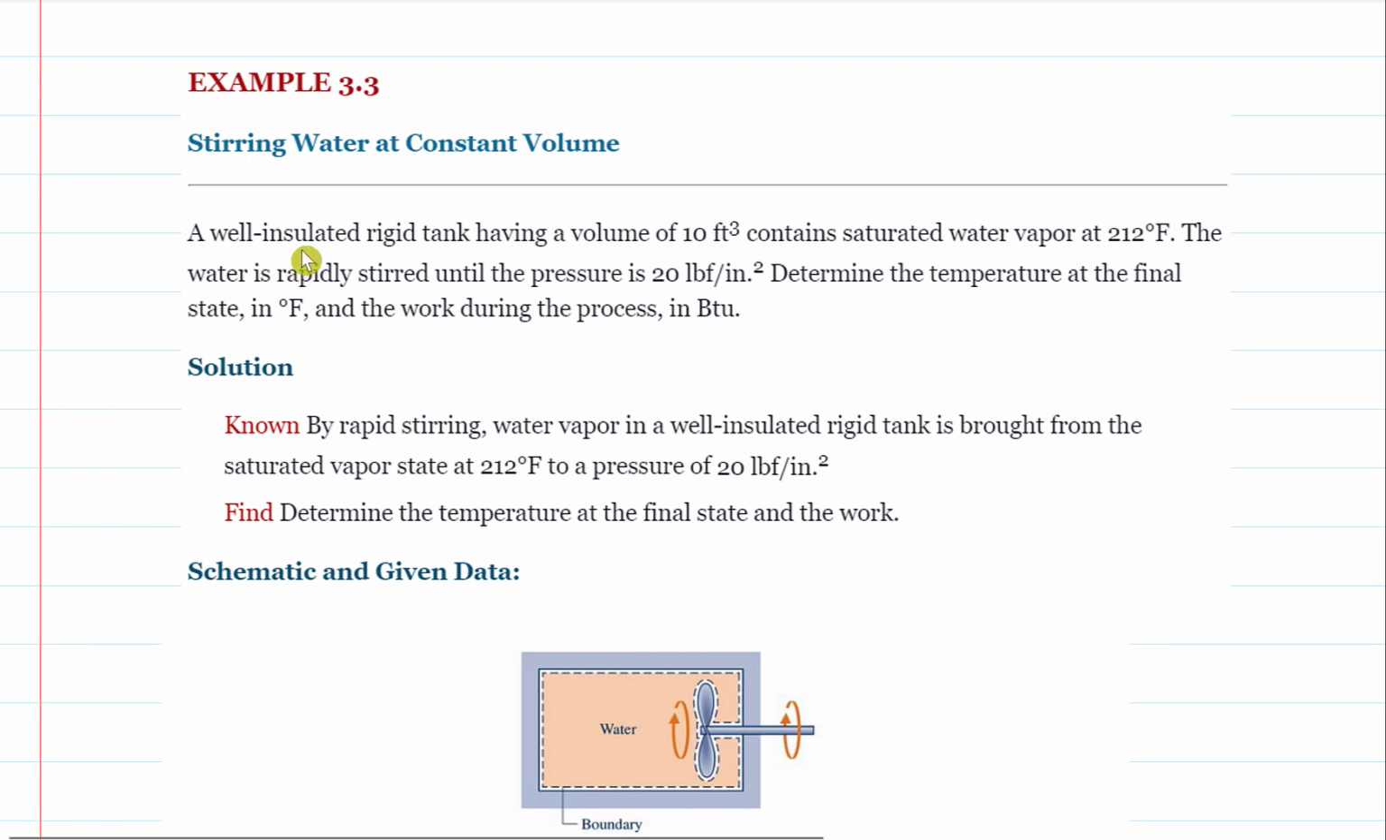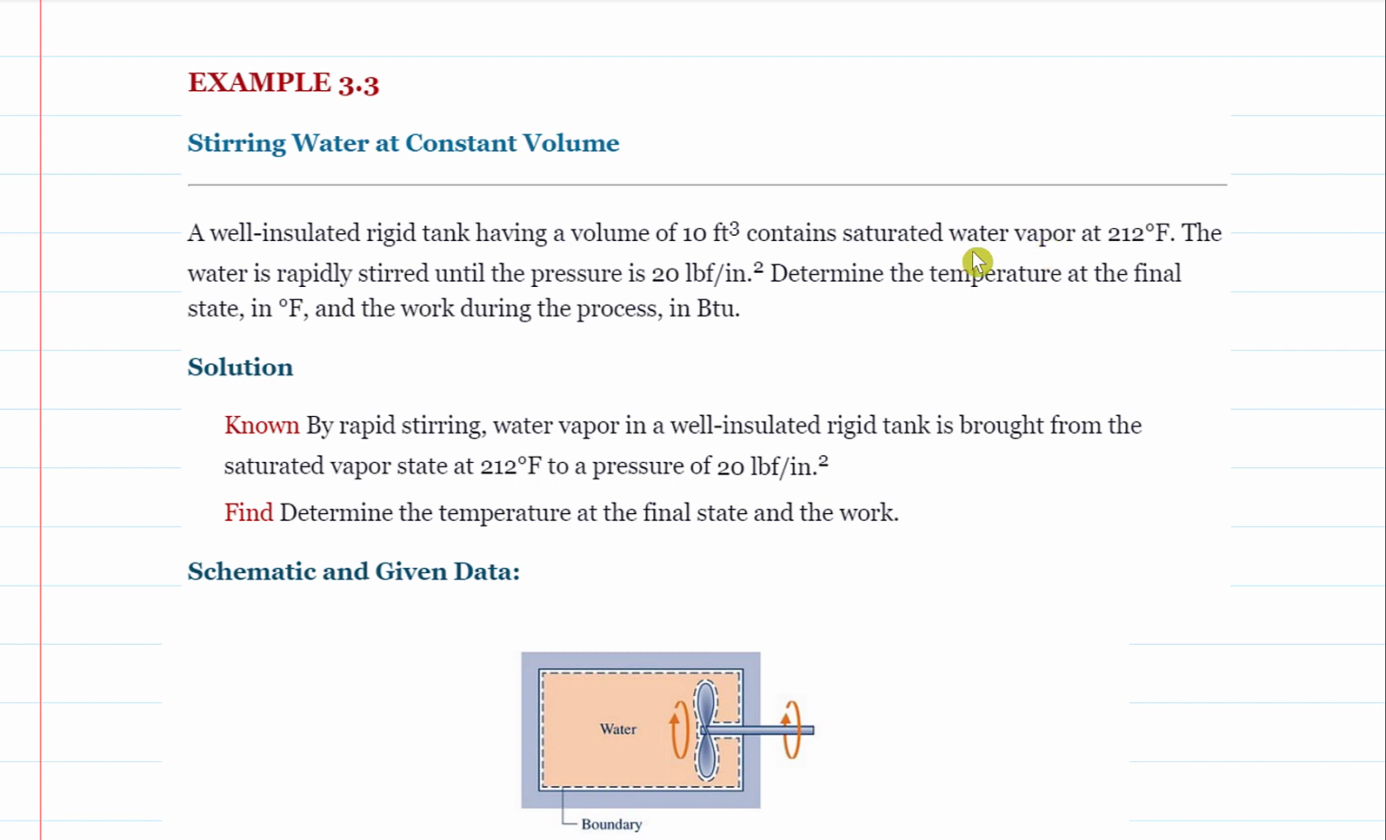Example 3.3. A well-insulated rigid tank having a volume of 10 cubic feet contains saturated water vapor at 212 degrees Fahrenheit. Well insulated. There is no heat transfer across the system boundary, so we can say Q is 0. Rigid tank indicates it has a constant volume. There is no boundary work. Since it is a closed system, the specific volume is also constant during the process. Temperature is given, 212 degrees Fahrenheit, and the quality is given: saturated water vapor, so quality is 1.